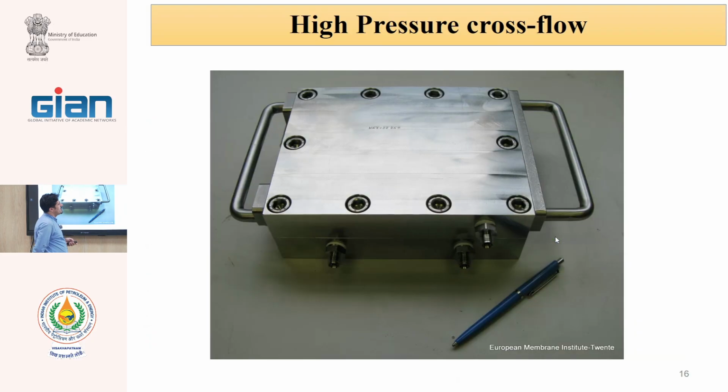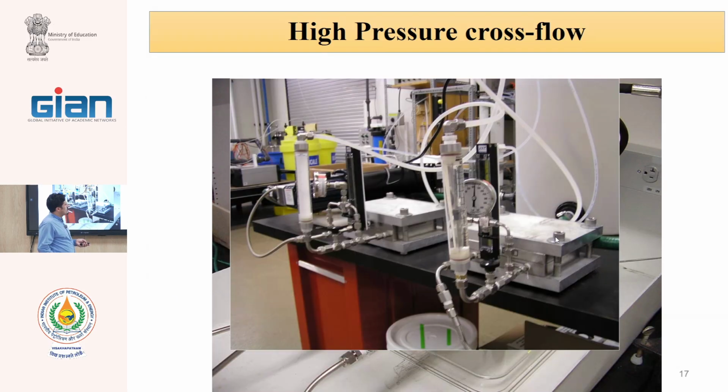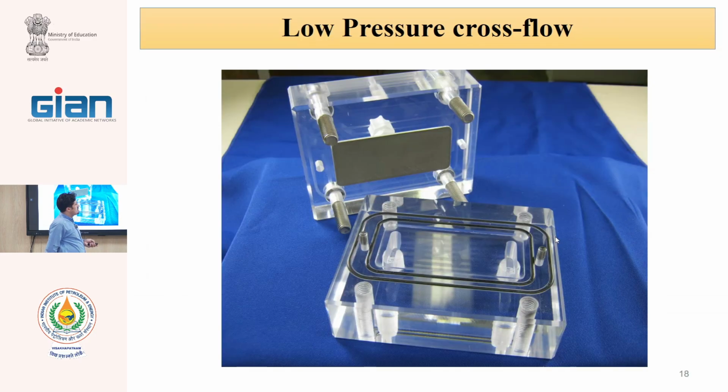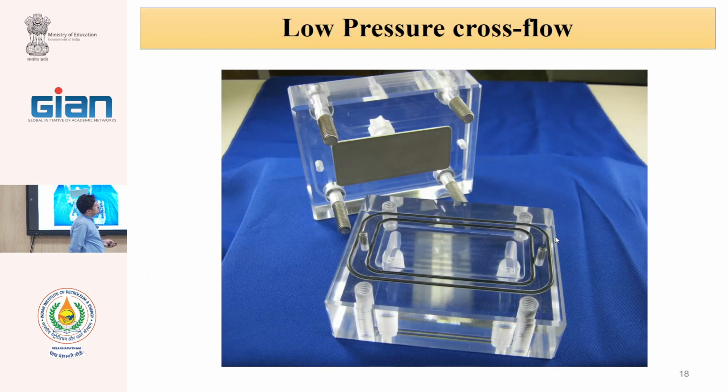This is also another cross-flow system. The Osmonics setup system is very expensive, this one. And this is another schematic in the lab with a rotameter. This is a rotameter for measuring the flow. Another pressure cell, another.